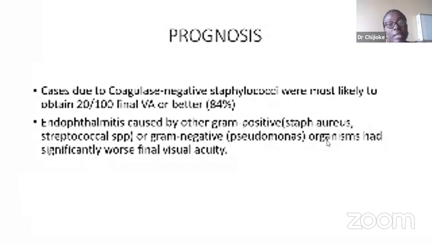In cases due to coagulase-negative staphylococci, we are most likely to obtain 20/100 final visual acuity or better. Endophthalmitis caused by other gram-positive organisms such as Staph species, or gram-negative organisms such as Pseudomonas, has significantly worse final visual acuity.